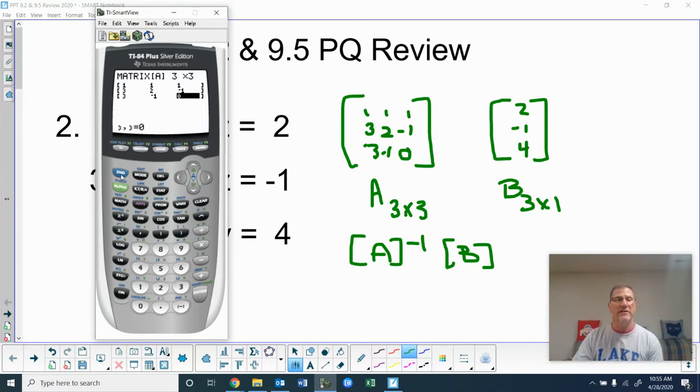Now remember, to get out of this, you hit second mode for quit. And that pops you out. And second inverse to get back in, edit. And then number 2 to get the B matrix, 3 by 1. And then 2, -1, and 4. And then pop out, second mode for quit. And then go back in, second inverse, and then just hit enter for the A to pop up, and then hit your inverse button, and then second matrix 2 for B, hit enter, and that's our answer to number 2.